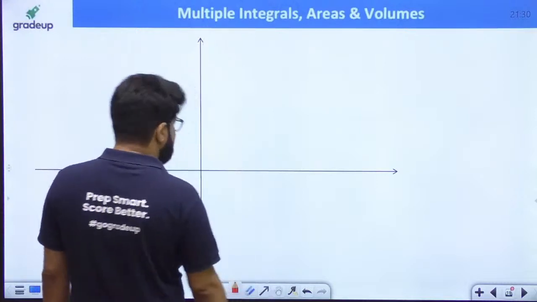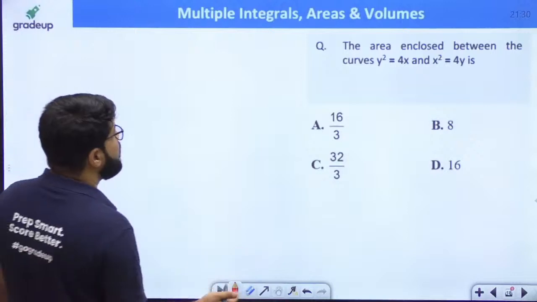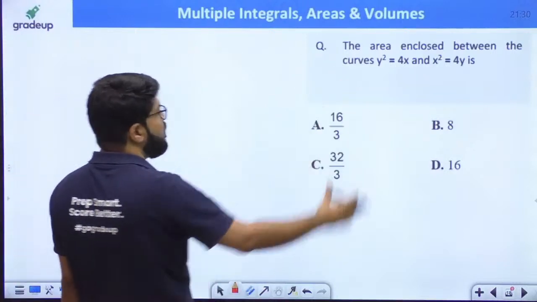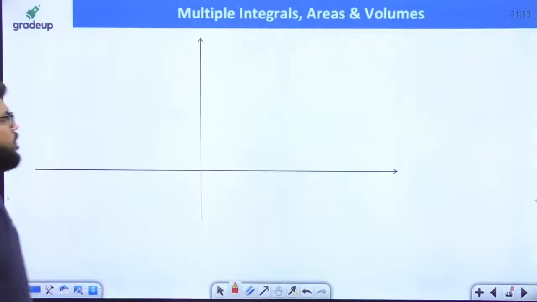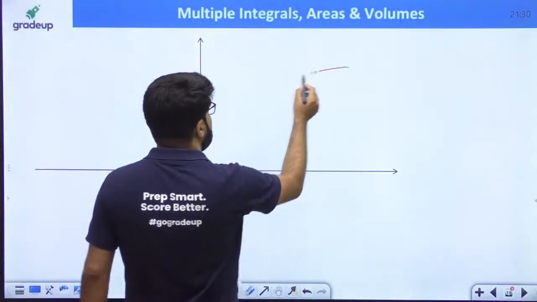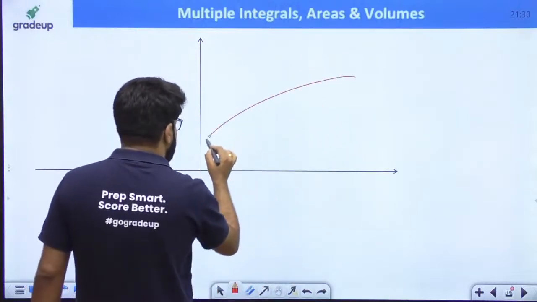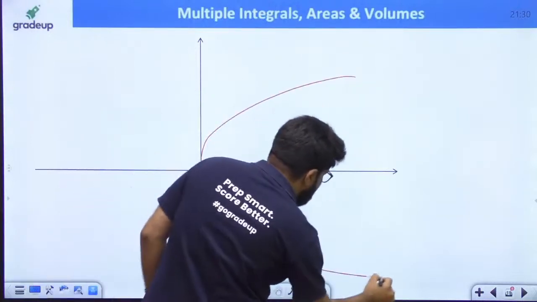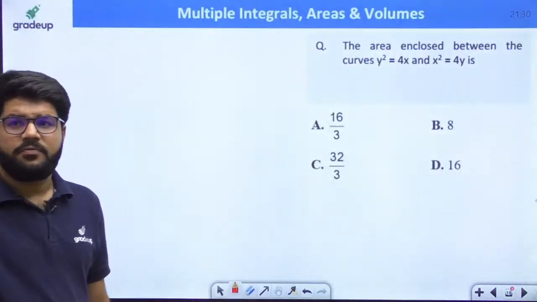Let us first try to sketch the figure. y square equal to 4x is a parabola opening to the right. y square equal to 4ax is a parabola opening to the right. And then we have x square equal to 4y, which is the parabola opening upwards.